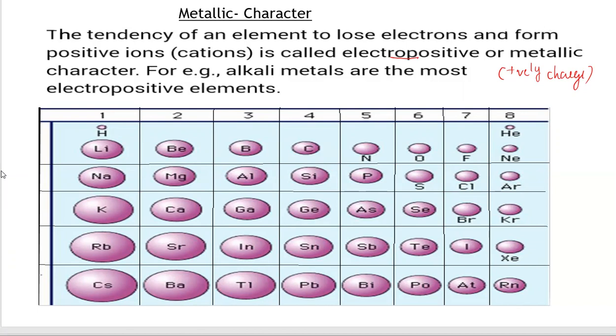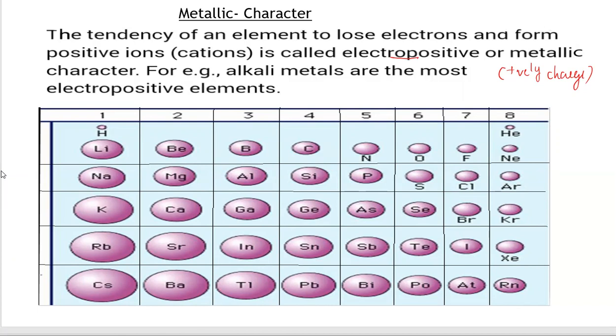Okay. It is easy. But one electron, if there, we can easily remove. To remove 2 electrons, more energy is required. To remove 3 electrons, more energy is required than to remove 2 electrons.